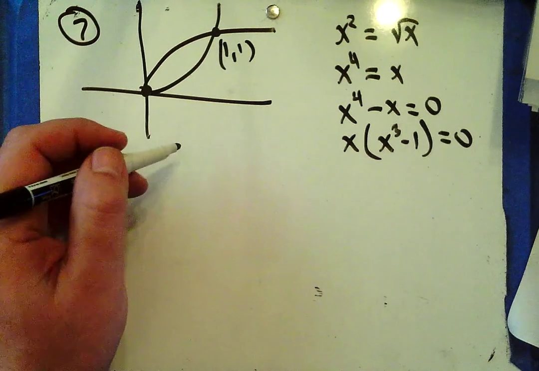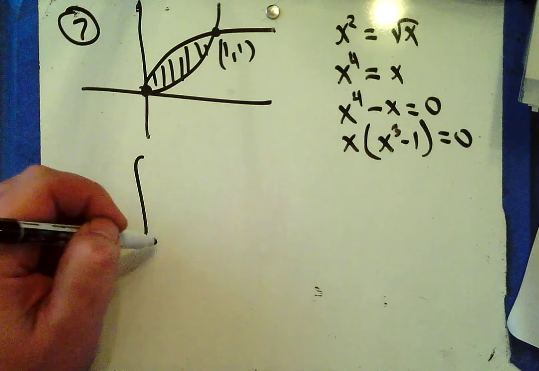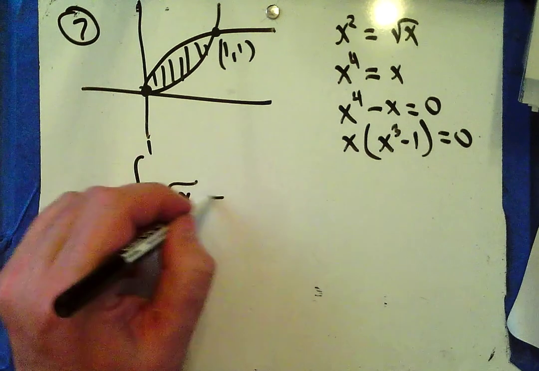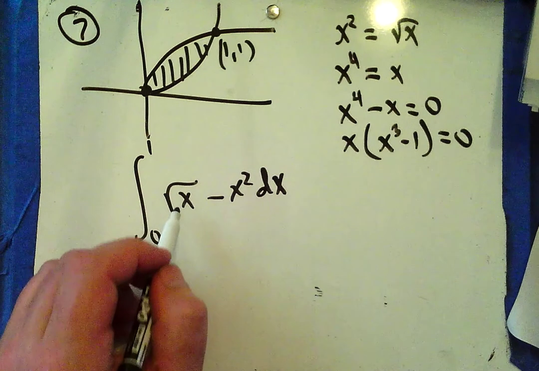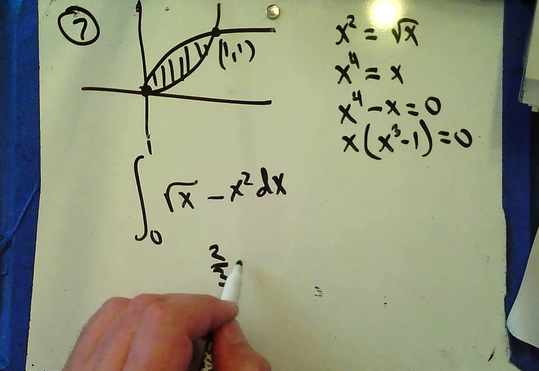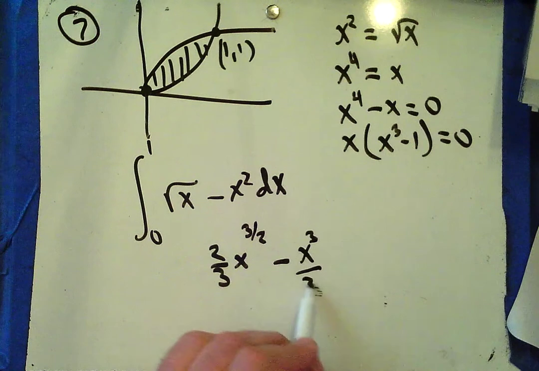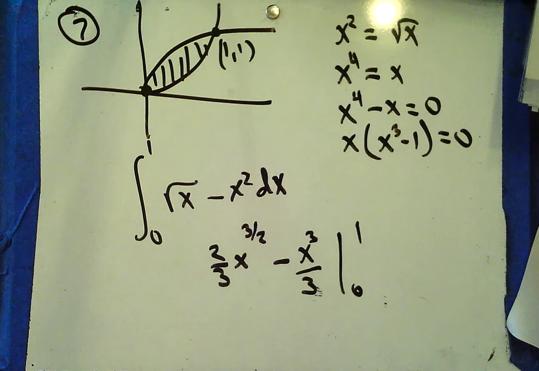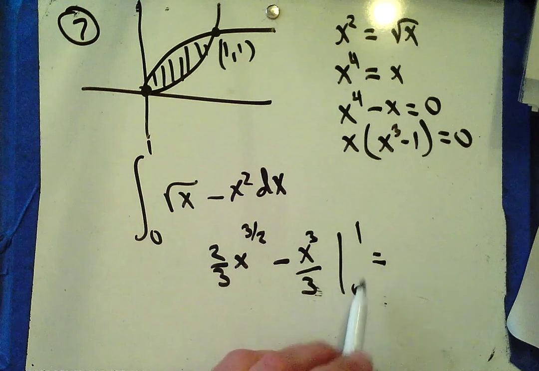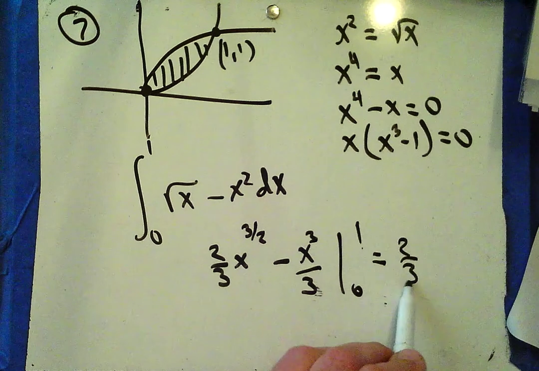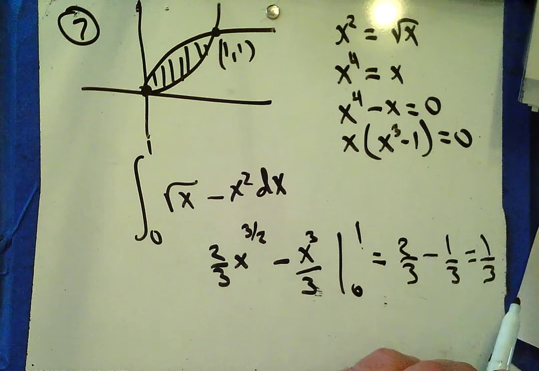Okay, so I want to know the area of this region bounded by these two curves. I'm going to do the integral from 0 to 1 of square root of x minus x squared dx. The antiderivative of x to the 1/2 is 2/3 x to the 3/2. The antiderivative of x squared is x to the 3rd over 3, and I'm going from 0 to 1. So when I plug zeros in here, I just get 0, so I don't have to worry about that. When I plug in a 1, I get 2/3 minus 1/3, or 1/3 is my answer.